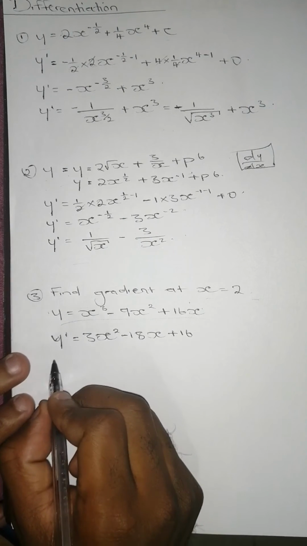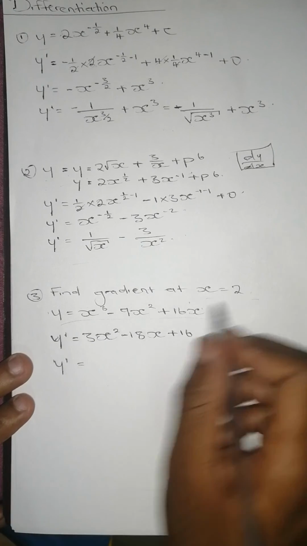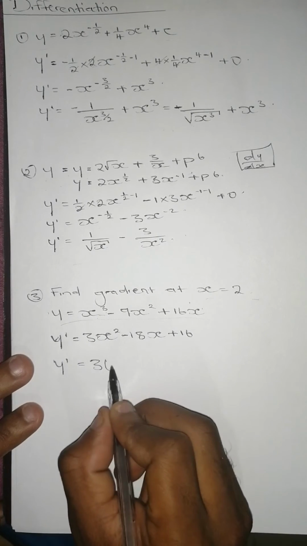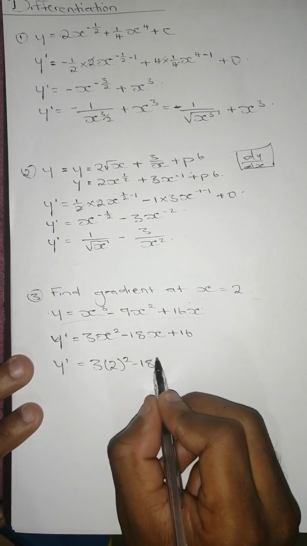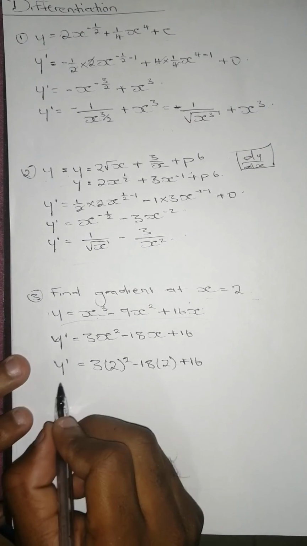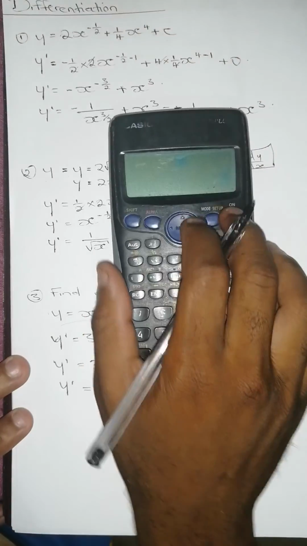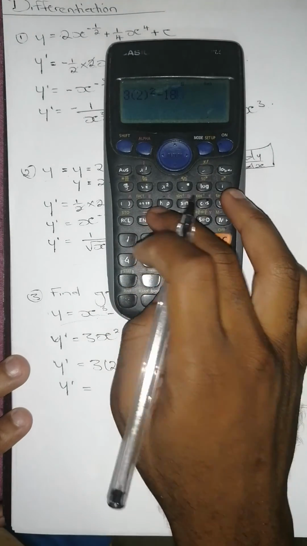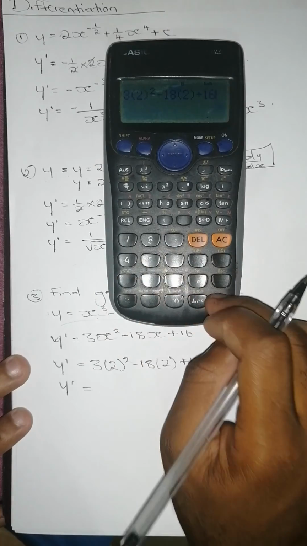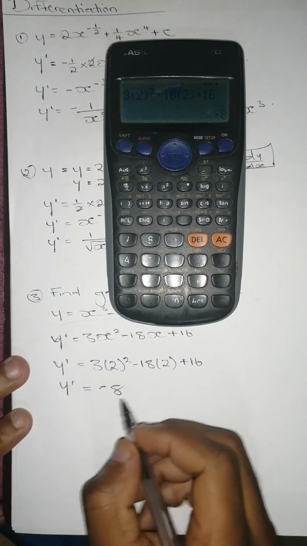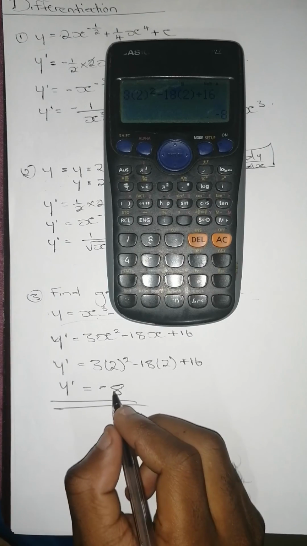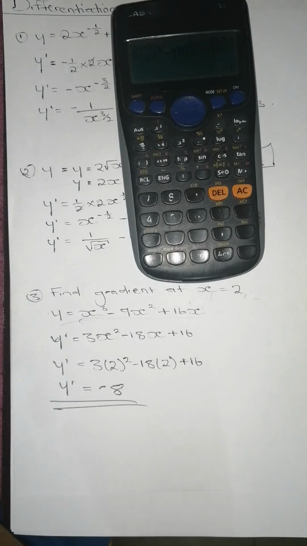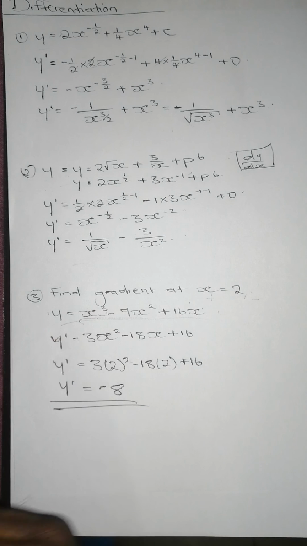Then we substitute this 2 into this derivative, which is the gradient of this curve. It's going to be 3 times 2 squared minus 18 times 2 plus 16, and we get negative 8. So negative 8 is the gradient of this curve at the point x equals 2. So that's it for differentiation.